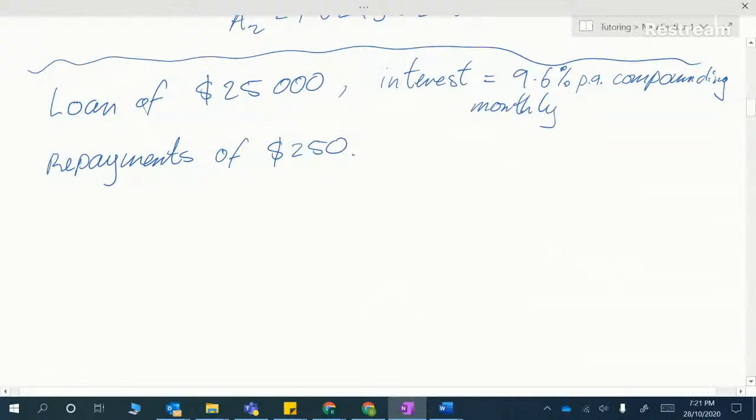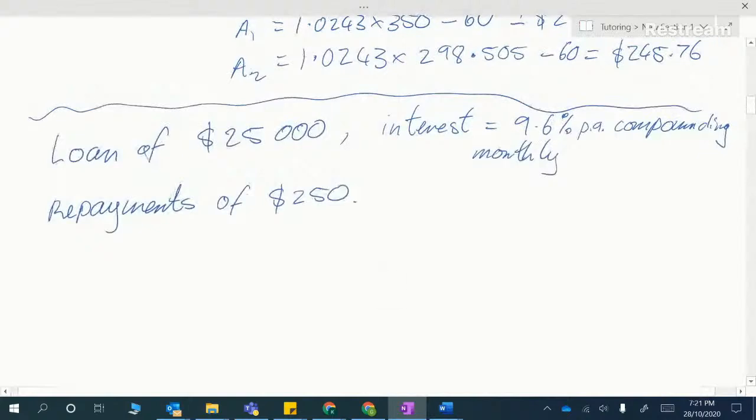Okay, so what I want you guys to do is write that as a recurrence relation using that same formula as above. Similar, obviously, that's going to be different with different values. And then find the balance at the end of 3 months. Have a go at that, and then I'll show you the answer.